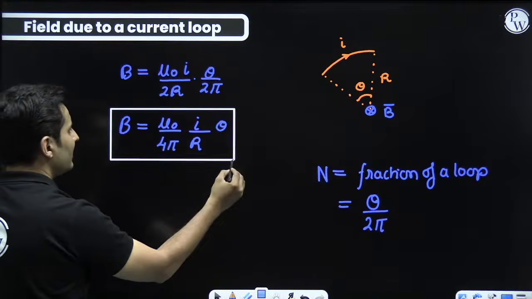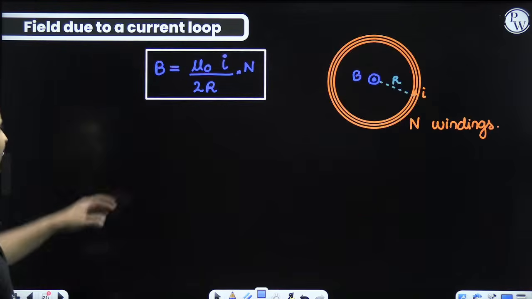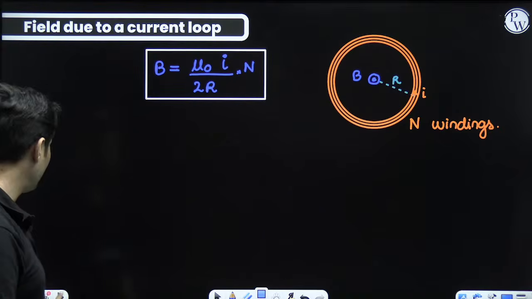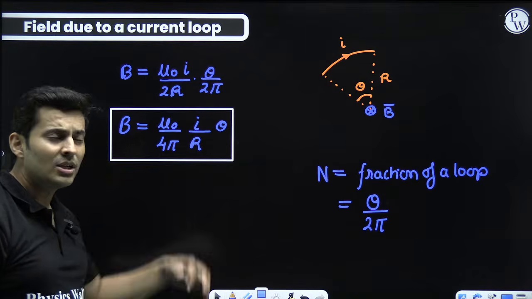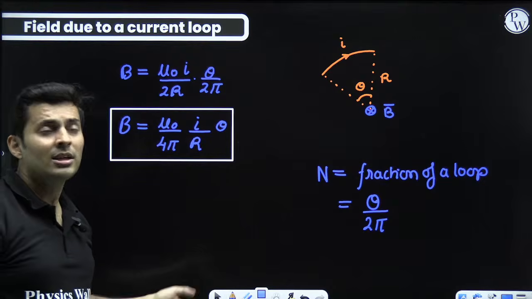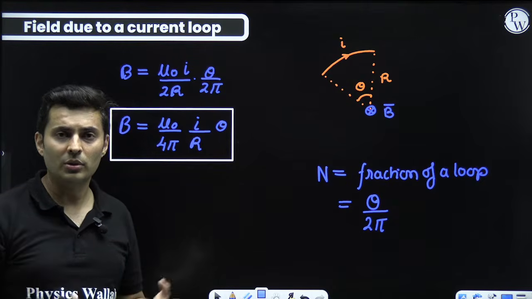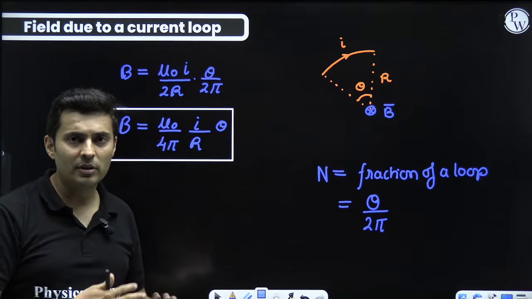Otherwise, this formula is not very different from this, but it can be confusing. Sir, here 2r was there. Sir, here 4 pi r is there. Sir, pi was there or not there. If you go like that, obviously the formulas are going to be difficult for you to remember. But don't look at the formulas like that.